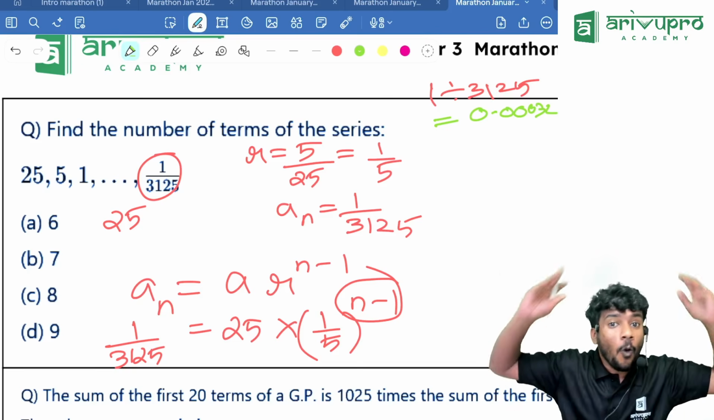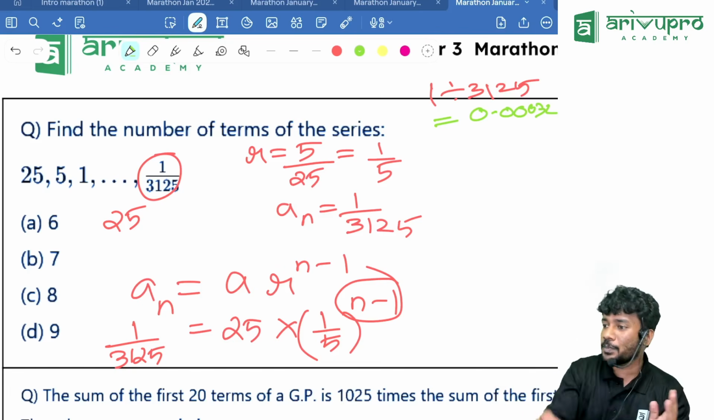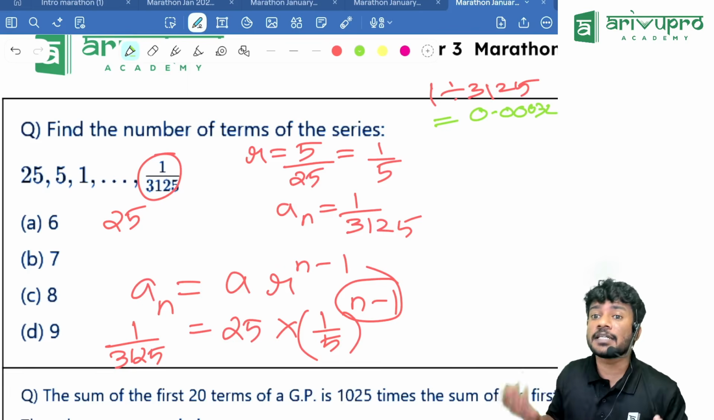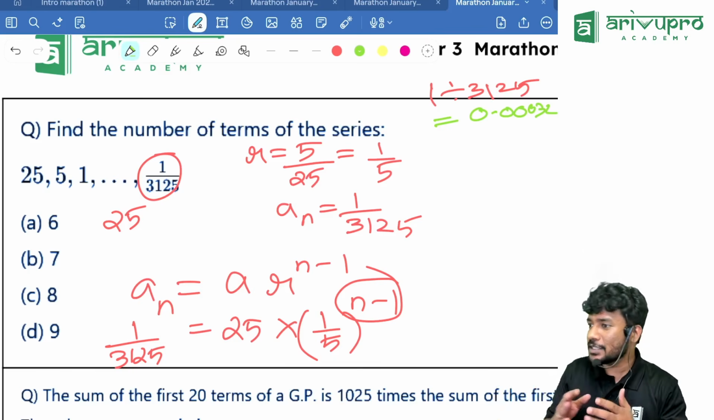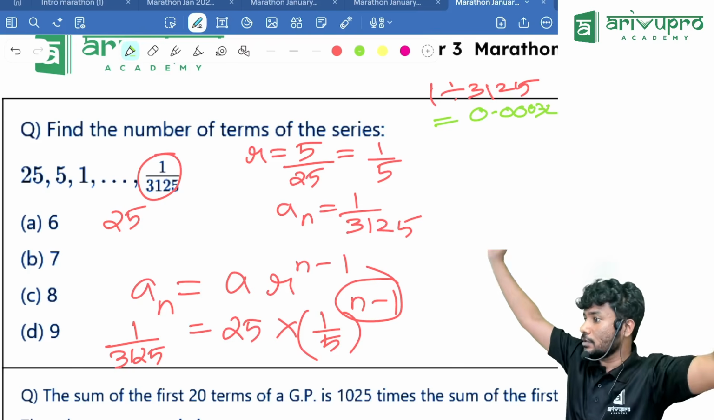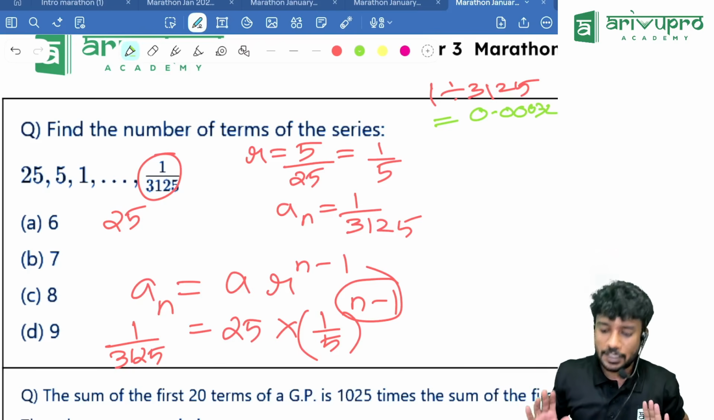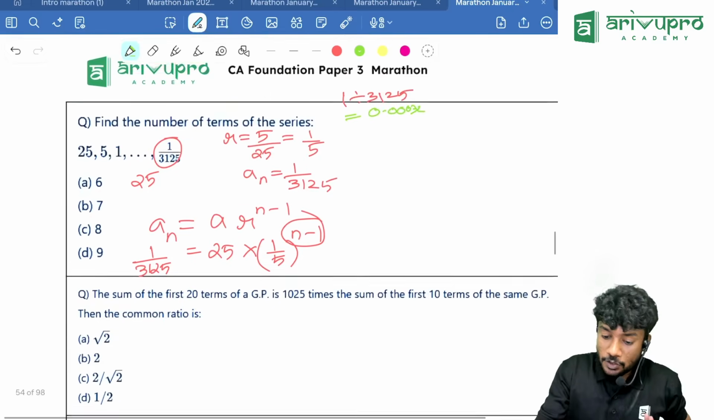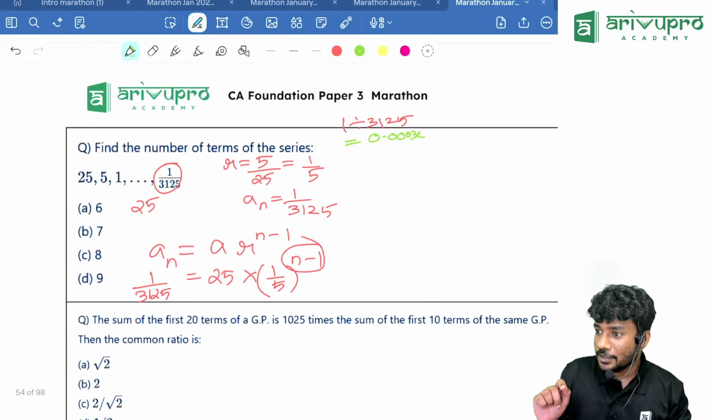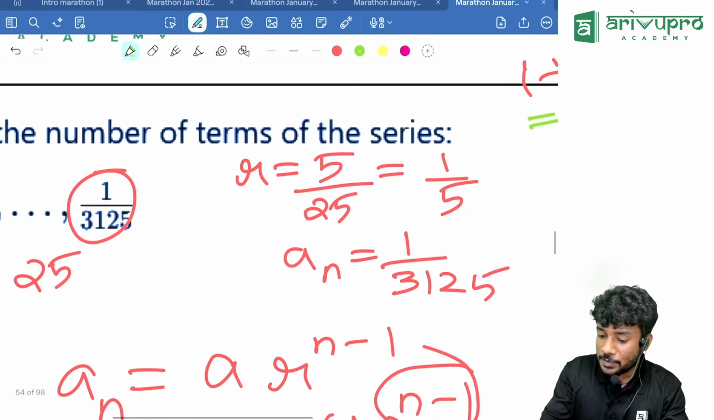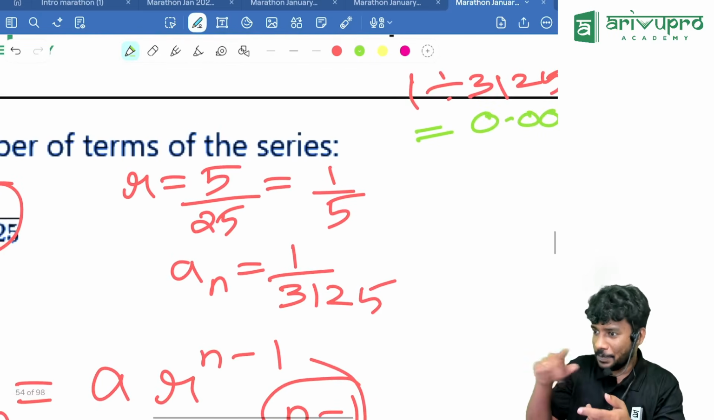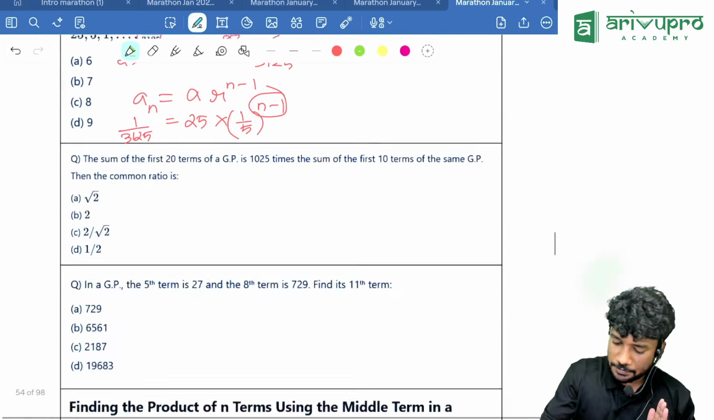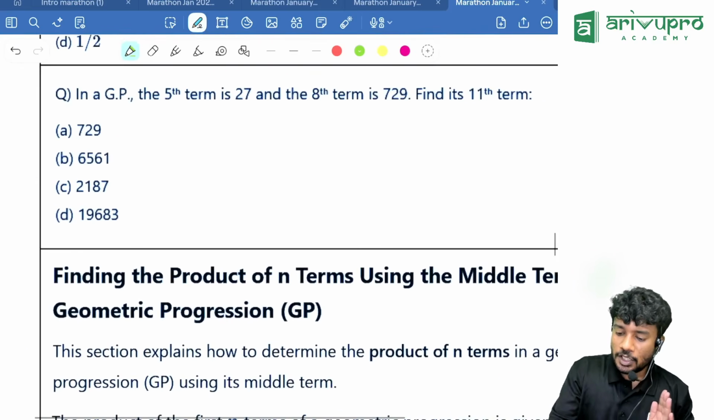And I'm telling you, all the questions in the previous year based on GP had very small numbers, because it is getting multiplied. Multiplication means obviously they can't ask in lakhs and crores. It will be smaller numbers and easy to find. Because common ratio is 5, second term divided by first term is 1 by 5. So we are multiplying by 1 by 5. Instead of that, I took divide by 5. That's all.